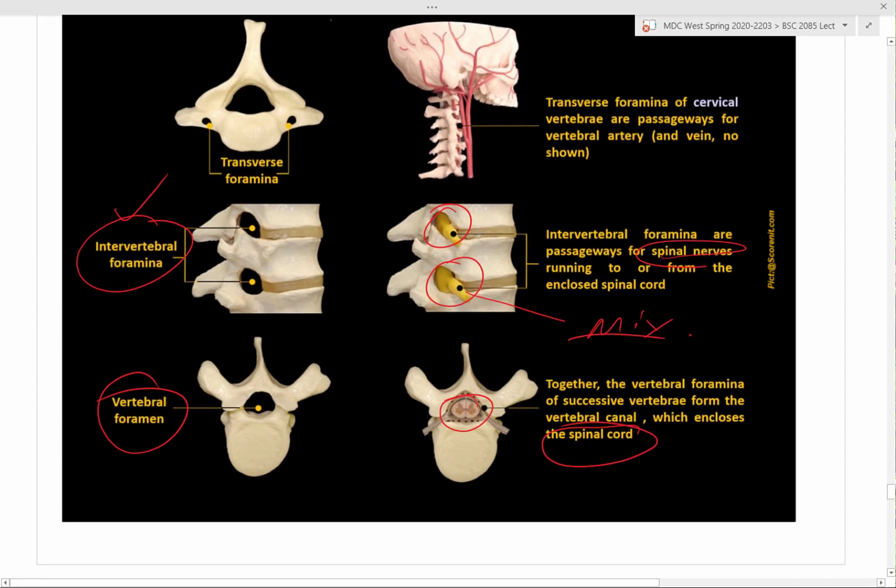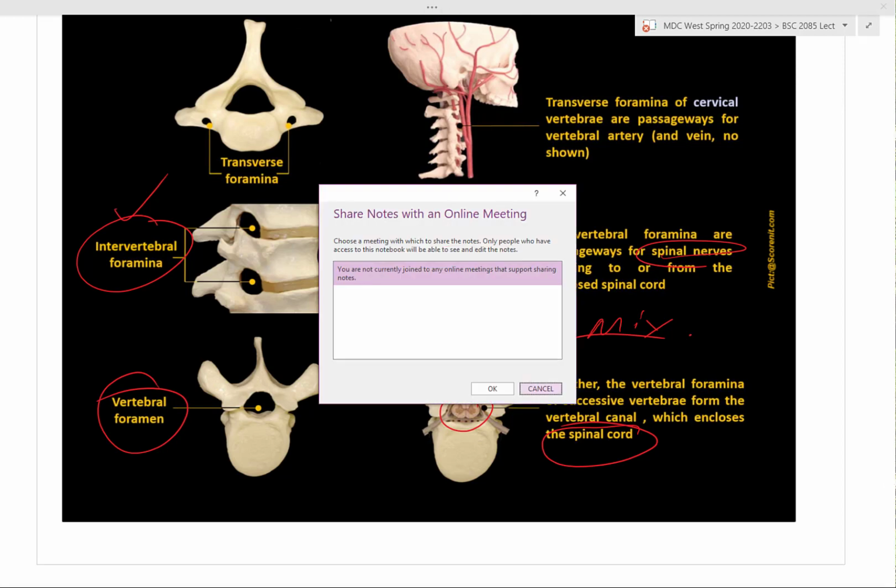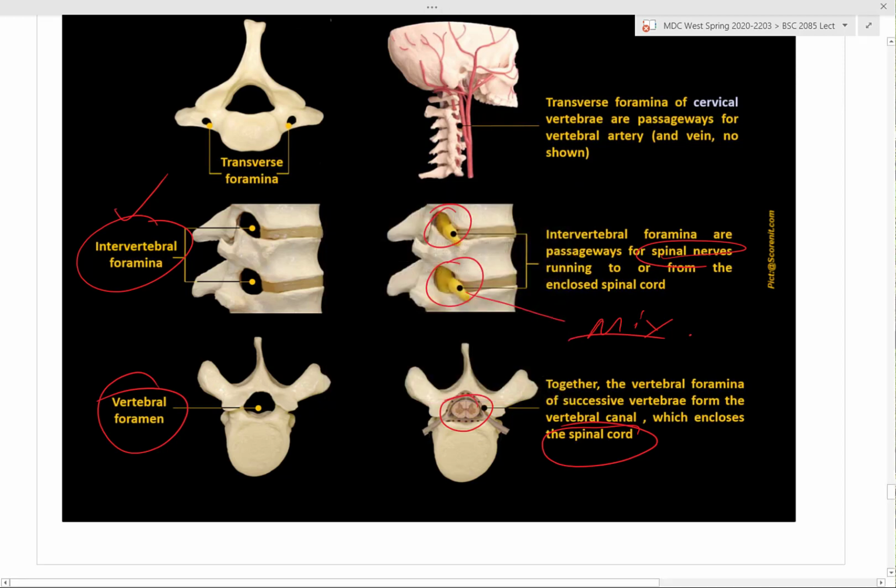We already talked about the intervertebral foramen. These ones right here that it is pointing out, those are known as your spinal nerves. Again, the mixed nerves that we mentioned. Again, those are intervertebral foramina, right? Versus the vertebral foramen. And the vertebral foramen houses the spinal cord.